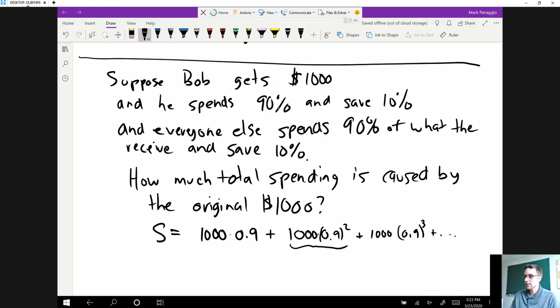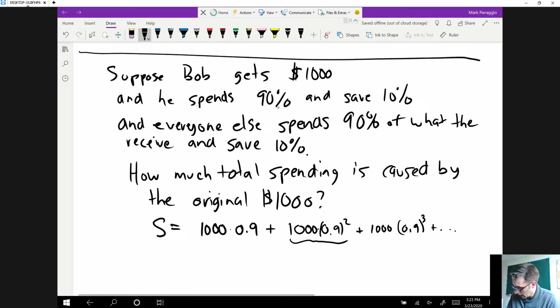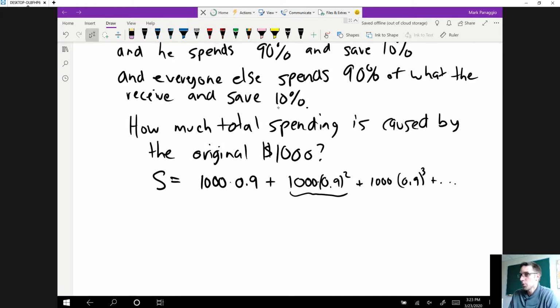And so this idea that when somebody receives money, there's sort of this trickle-down effect is an important idea in economics, that there are repercussions to adding money to the economy. They go far beyond the first person who receives it. Okay, so let's see if we can write this down in a more concise form.